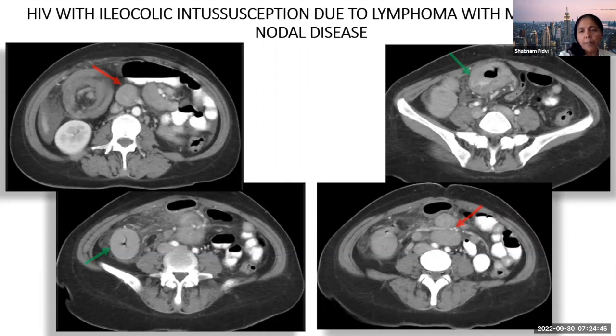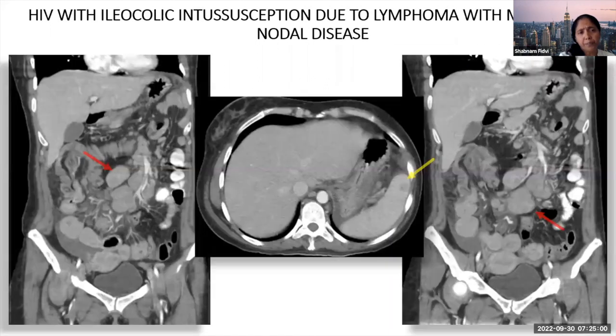Because of the patient's condition, she was taken to surgery. She underwent a hemicolectomy, and lymphoma was found to be the cause of the ileocolic intussusception. She was also incidentally diagnosed with HIV at the time of her ER presentation. This is the same patient with coronal images, again showing bulky mesenteric lymphadenopathy due to the patient's lymphoma. And the yellow arrow also shows a small focus of lymphoma within the spleen.